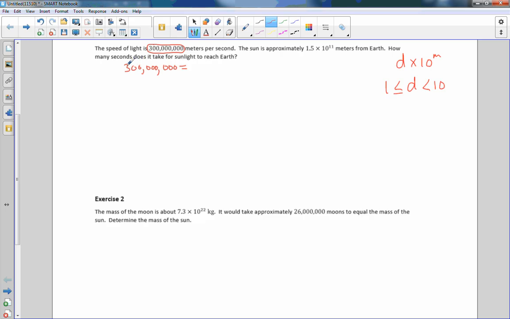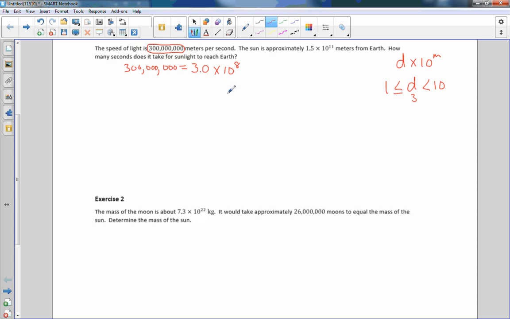So if I have this number here, to satisfy the d rule, I need a 3.0. So the number to the left of the decimal satisfies this. 3 is greater than 1, and it is less than 10. So there's my location of my decimal, and then I multiply it by 10 to some power, and the magnitude is how many spaces I had to move the decimal to make this equation true. So if I move the decimal from here, I go 1, 2, 3, 4, 5, 6, 7, 8 places. So 300 million is 3 times 10 to the 8th power.